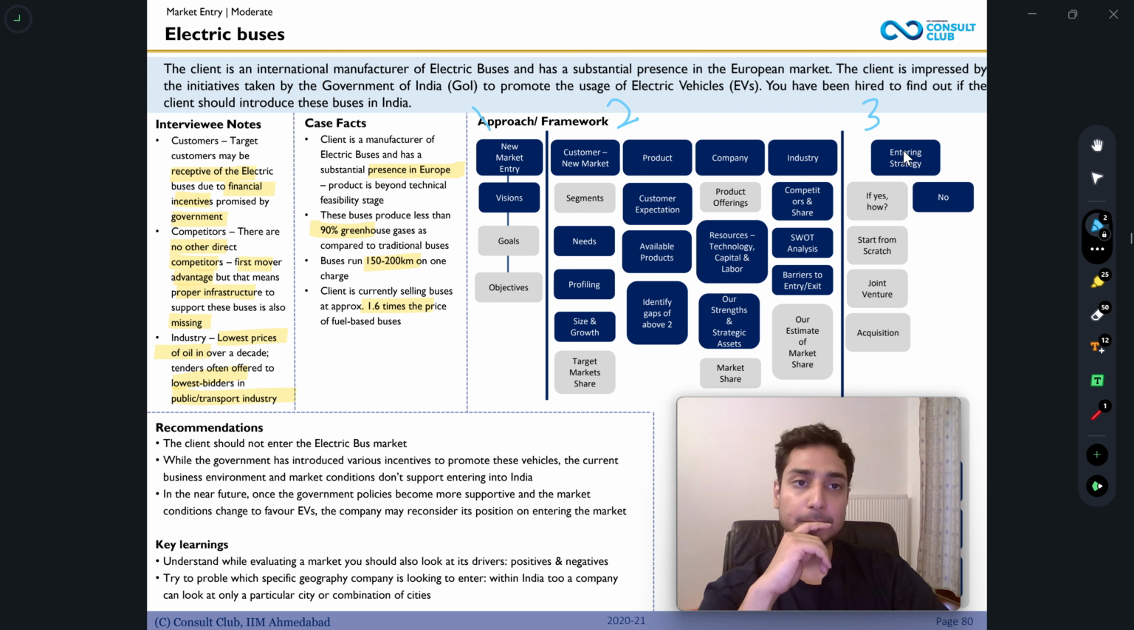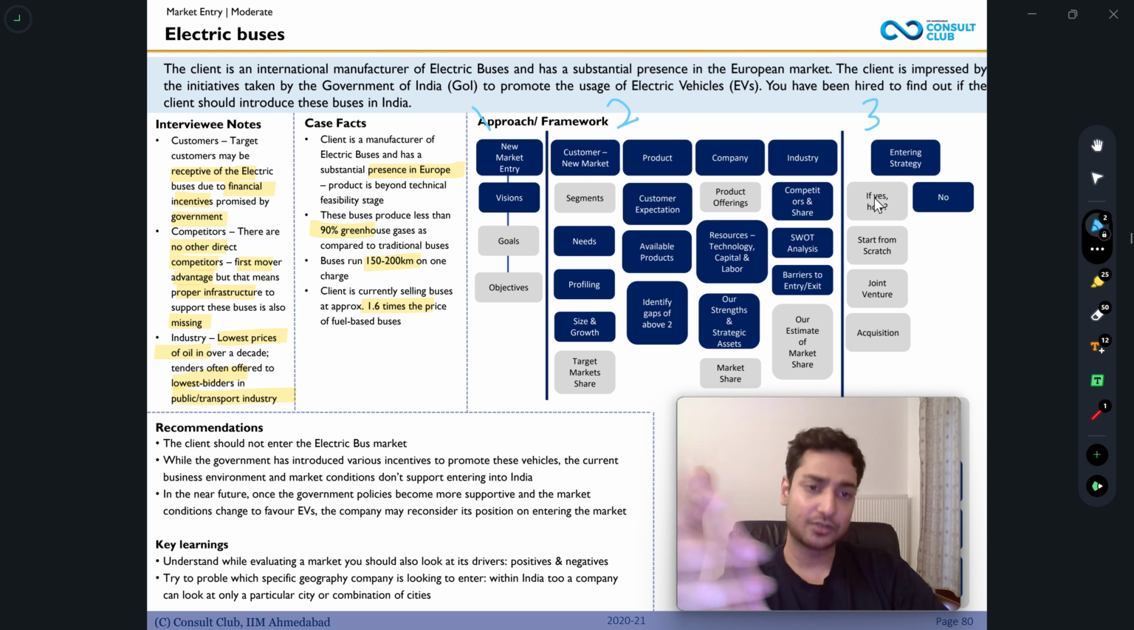Yeah. So in company, you also understand the strategic assets and strengths the company has, which give them an advantage over other companies. Which point did I miss? In the entry strategy, the client is simply recommended that it's not beneficial to launch at this moment and that it can be reconsidered further.